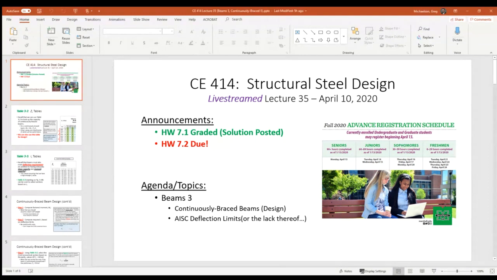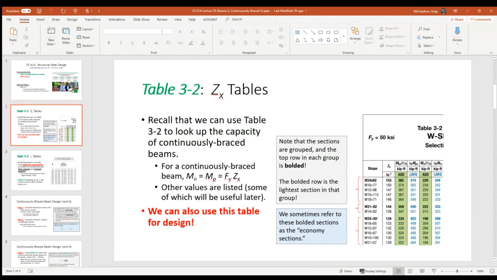Today I want to finish our discussion on continuously braced beams by talking about how you design them. So let's go back to what we've talked about so far. We've talked about the maximum possible flexural capacity of a beam, and that is its plastic moment, which is Fy times Zx. And for a continuously braced beam, that is its capacity.